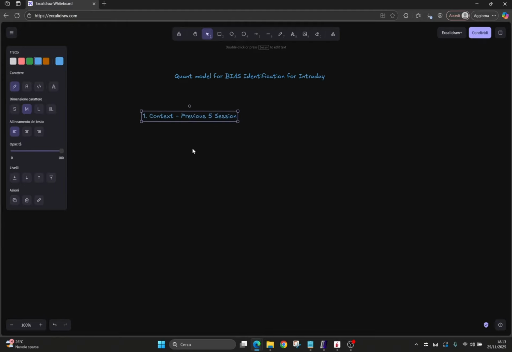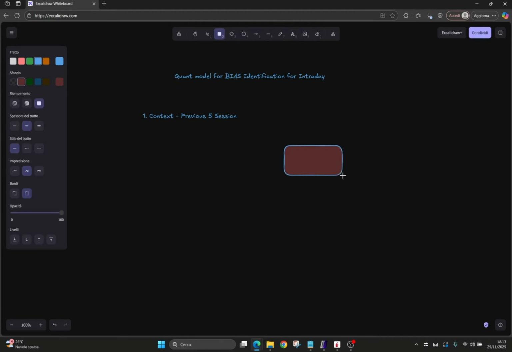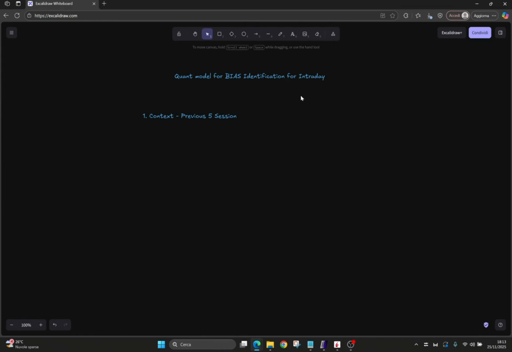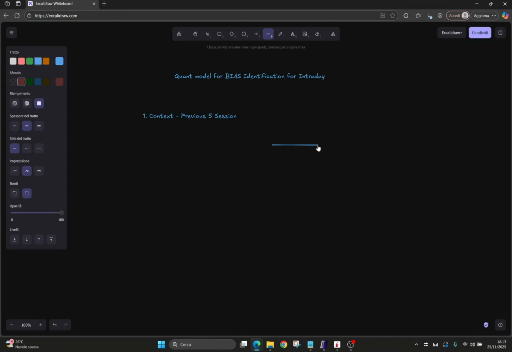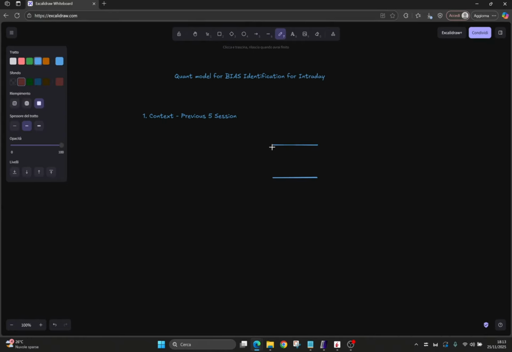The first one is the following one. The previous session have a value area. No, let's do like this. Okay? This is the value area of the previous session, okay? So you had previous day consolidating here, some spike, okay? The previous session closed like this, perfect.